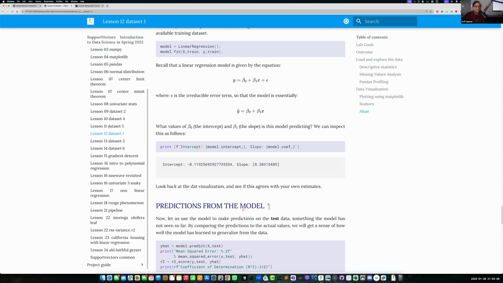A line has only two parameters, but in higher dimensions, suppose you took wind speed also or rain also, then you would have a plane. So it will be beta naught plus beta 1 x1 plus beta 2 x2 plus beta 3 x3. And so you would have multiple parameters and you're looking at a plane. A plane also has a slope vector, right? Let me take this example.